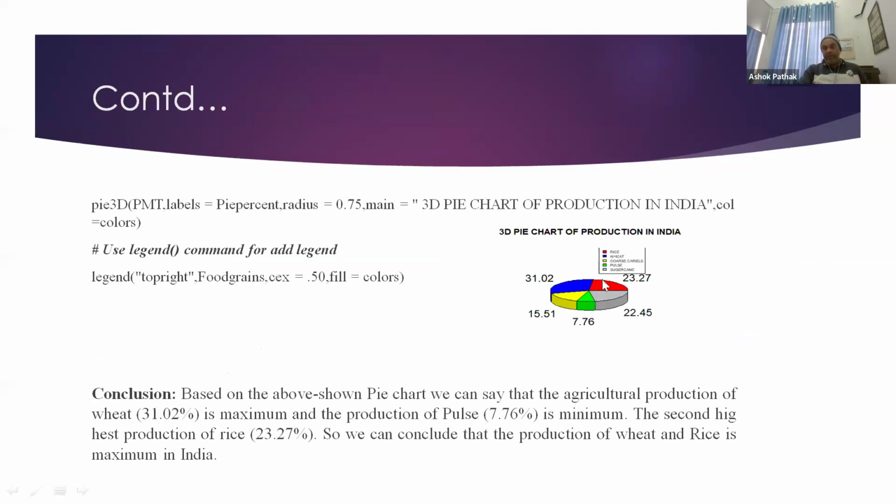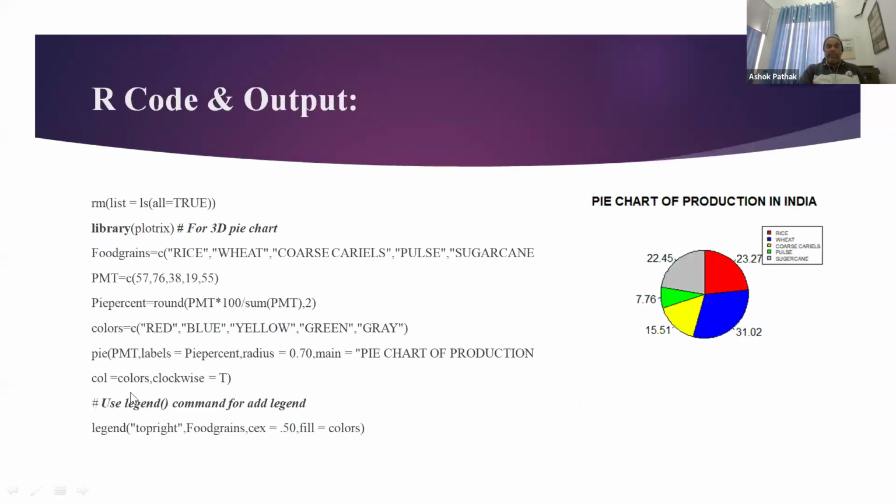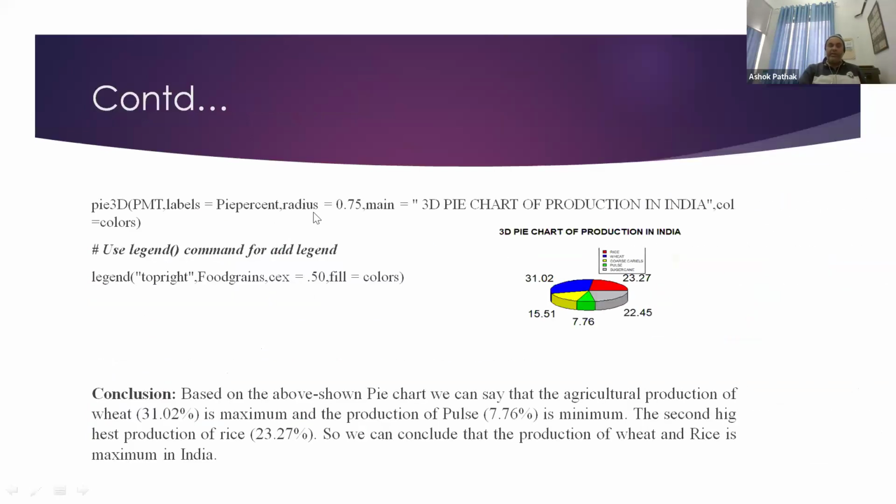Now you can make this pie chart in this form. Earlier it was only pie, and if you just put pie, it comes in 2D. But if you use pie3D, with PMT, labels, pi percent, the same thing, it will give you a 3D slice. So it is looking like a 3D picture.